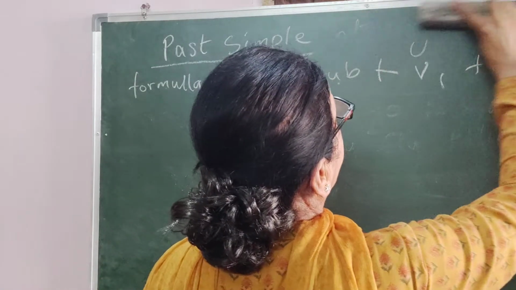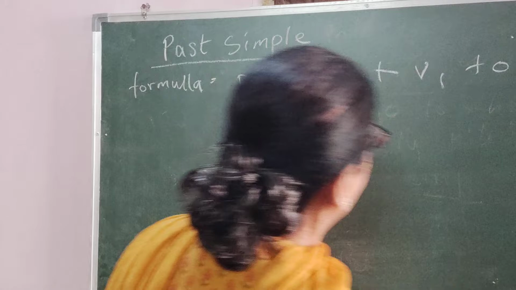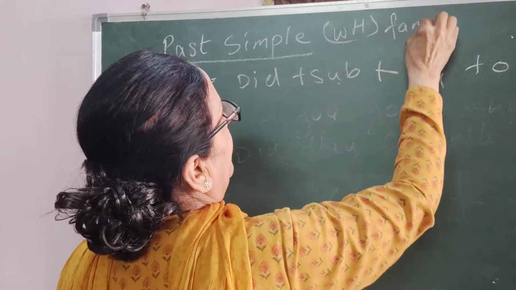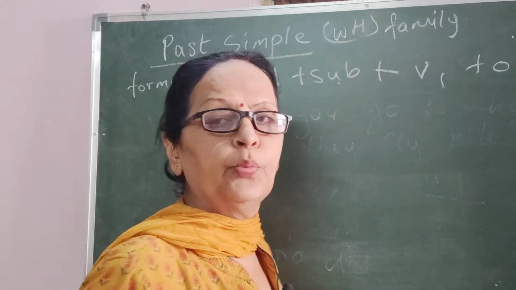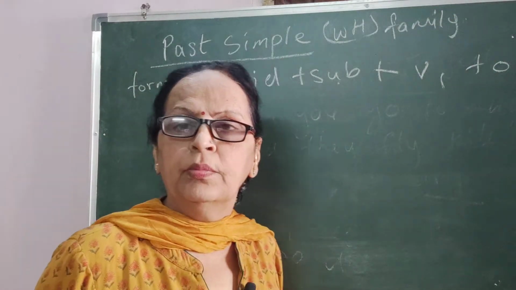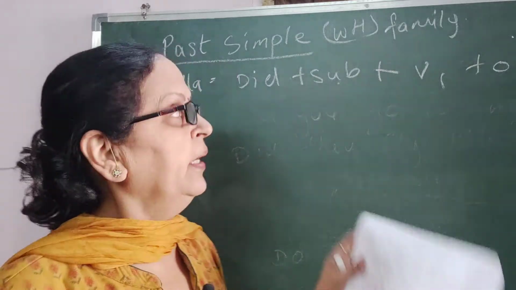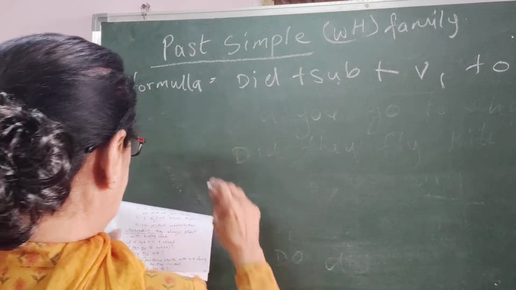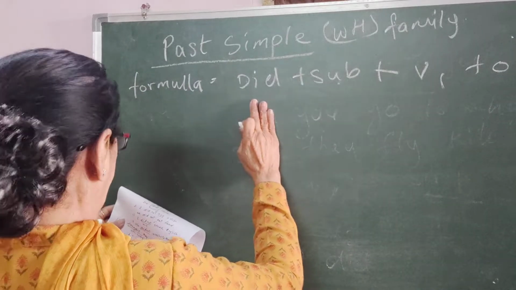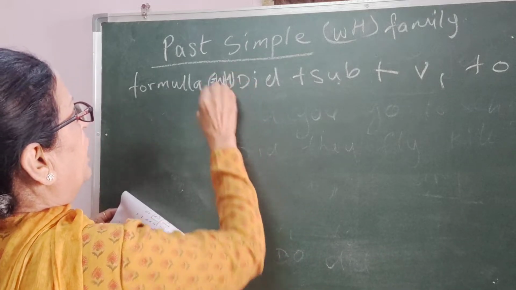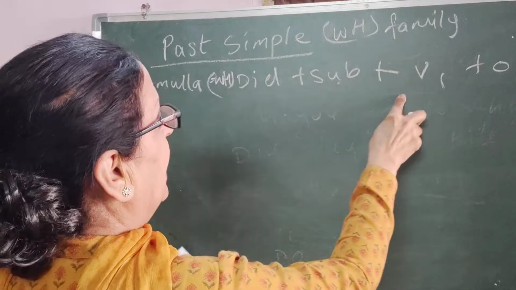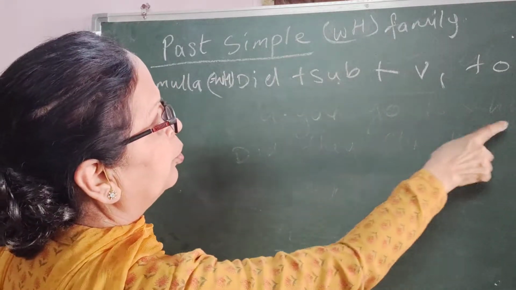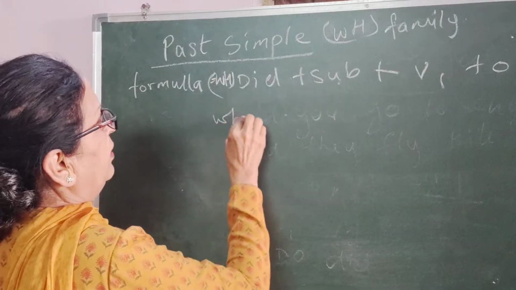Same rule we can apply for WH family. What is WH family? Every time I am not going to tell. WH means the words which start with which, where, when, whom, who, and even how is considered in WH family. So in WH family, your rule will be the same. WH family will come first. And then you will have your did, subject and your verb. Now if I add where, did you go to school? When did you go to school?